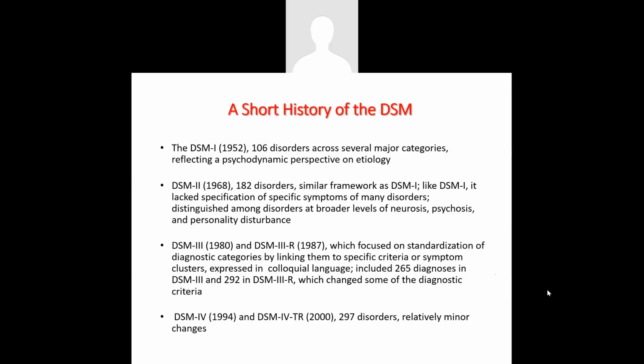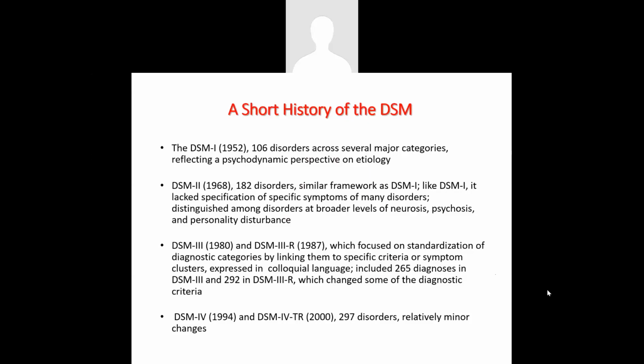The DSM-3 in 1980 and the DSM-3 revision in 87 focus on a standardization of the diagnostic categories by linking them to specific criteria or symptom clusters. So this is where we first started to see those lists of, to be diagnosed with this disorder, you have to have X, Y, and Z happening within this time frame. The third version had 265 diagnoses, and the revision added a couple more to get to 292.